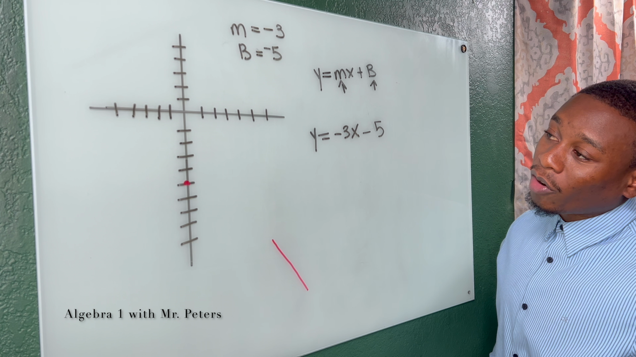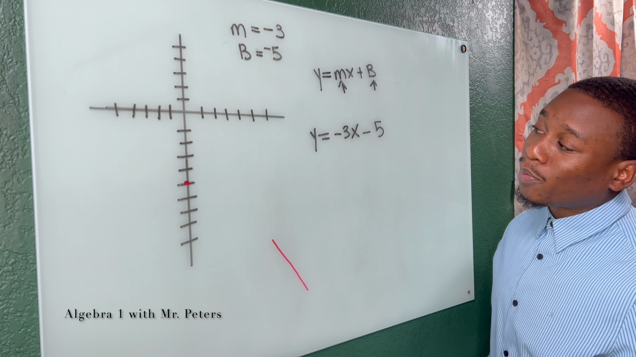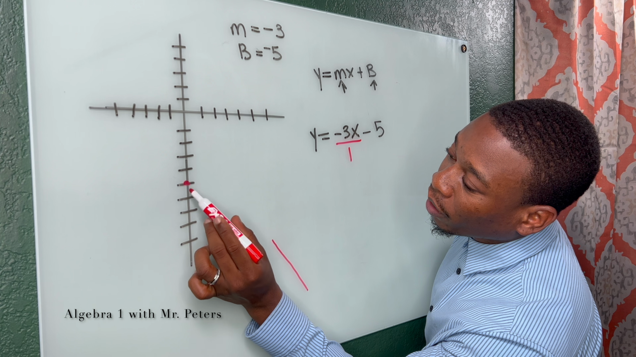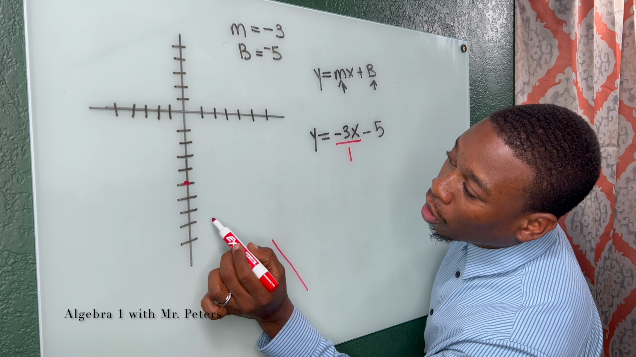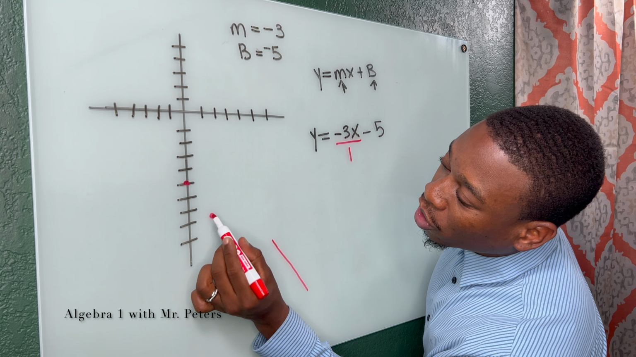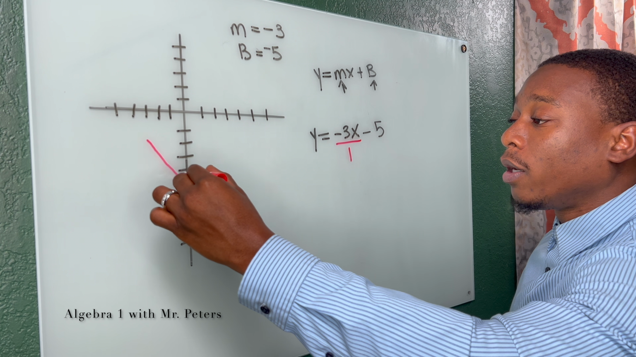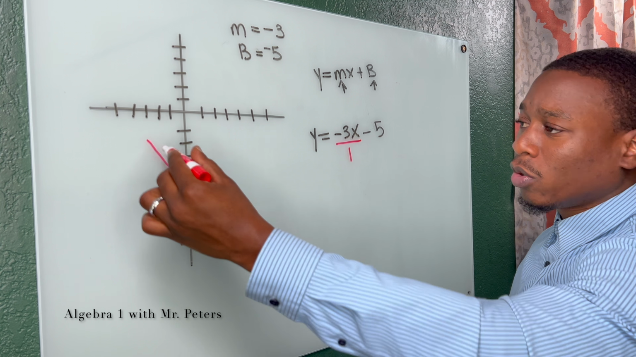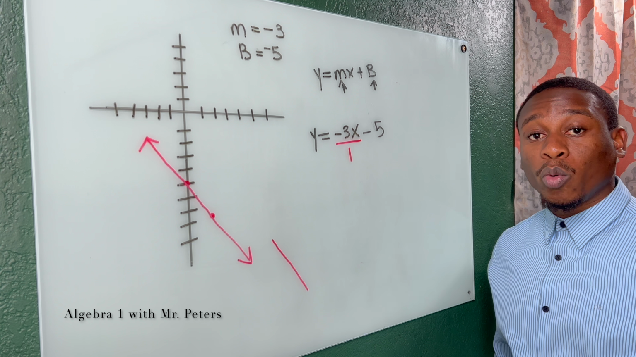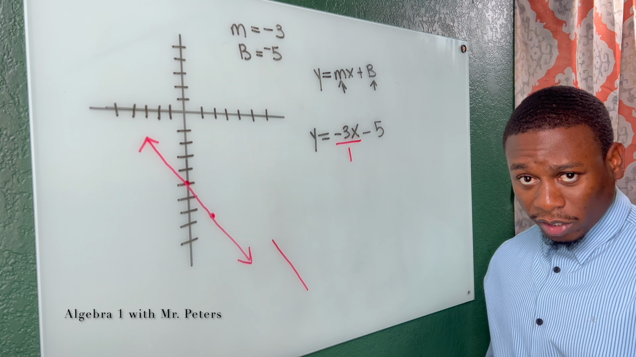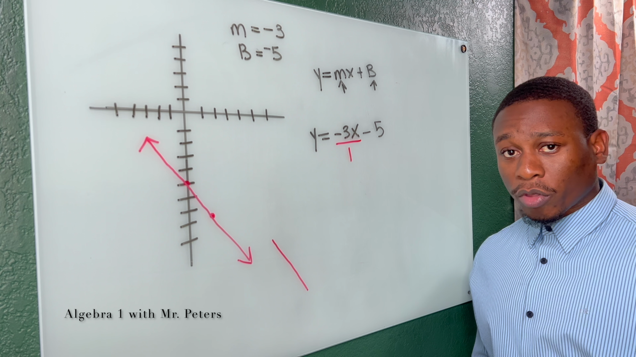So if we're trying to figure out what's the next point, right? I know my slope is 3/1. I'm going to go down 3, 1, 2, 3 over 1. So this would be my new point, and then we could draw a line through both of these. So this is just a quick example of how we would graph in slope-intercept form, but we're going to look at more than one example.